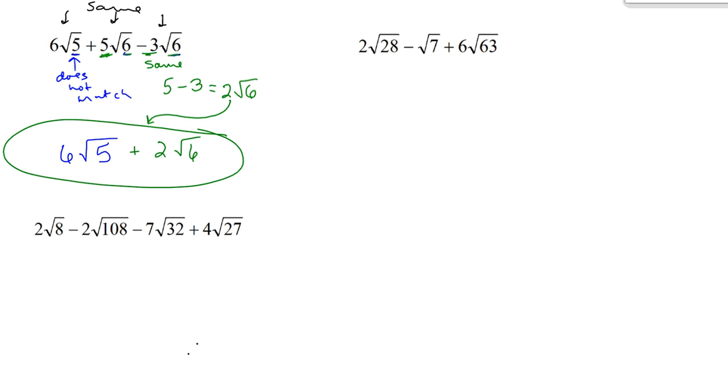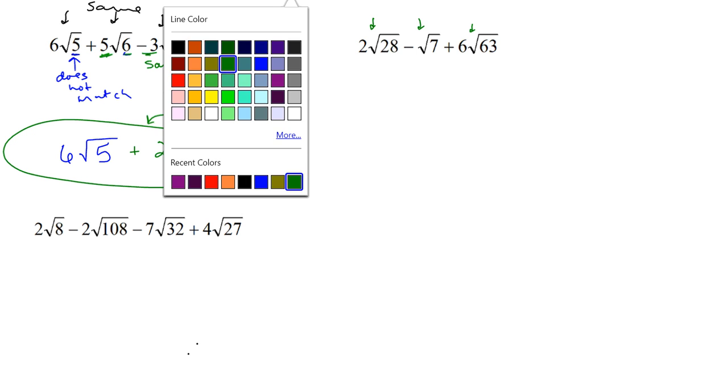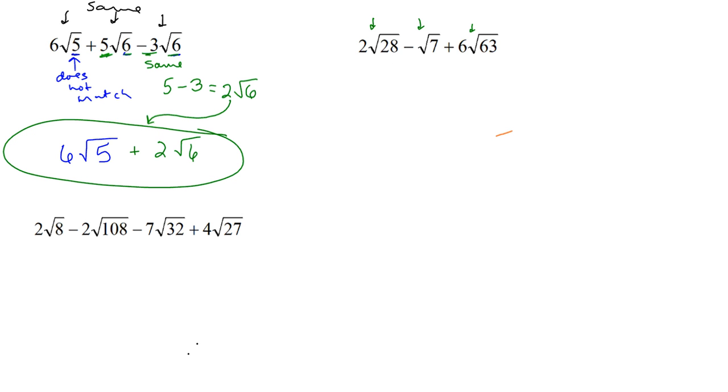Okay, this next one, 3 terms again. Make sure all their indexes, the shelf numbers, match. We're good. They're all square roots. Technically, they're all 2. But the numbers underneath don't match. So we're going to go through and reduce each one of those to see if we can make them match. So 28, 14, 2 and 7. So it's actually 2, 2 and 7. So 2 squared is 7. And then don't forget this 2 out front. So this one is actually 4 square root of 7.